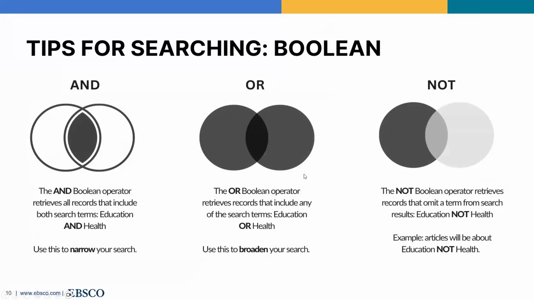Now, before we head over to the live demonstration, I'd also like to share with you some tips and tricks to elevate your searching experience. And we have here the Boolean operators. So first, we have the AND Boolean operator. And I'd also like to use Venn diagrams when discussing Boolean operators so that it's easier to understand. Essentially, the AND Boolean operator will narrow down the search results.